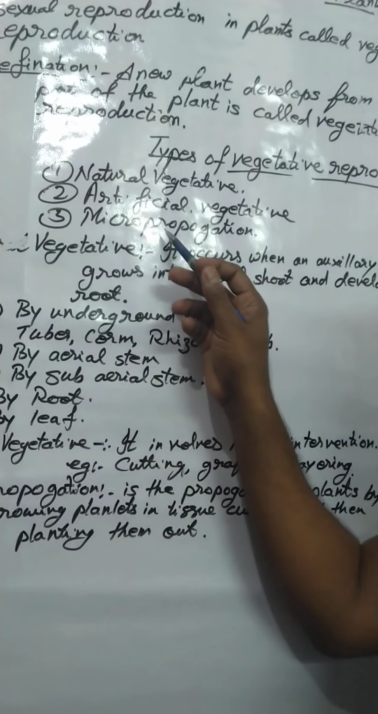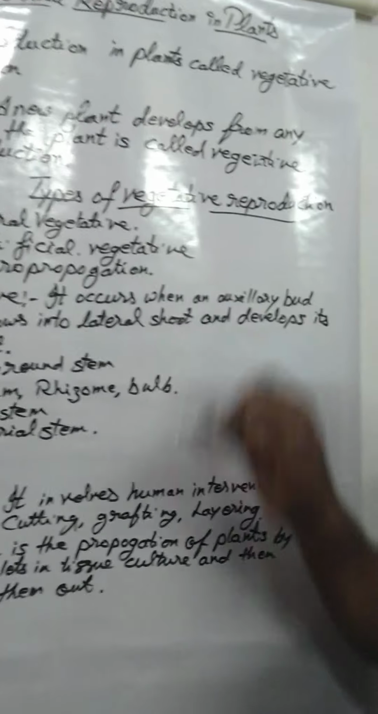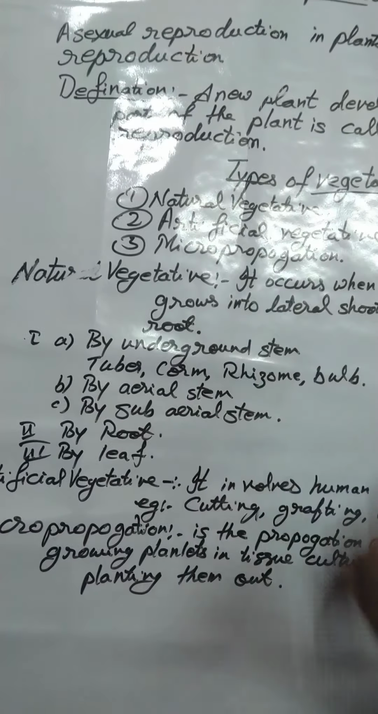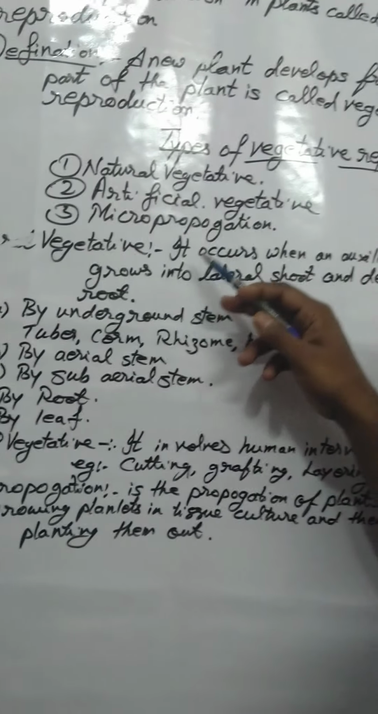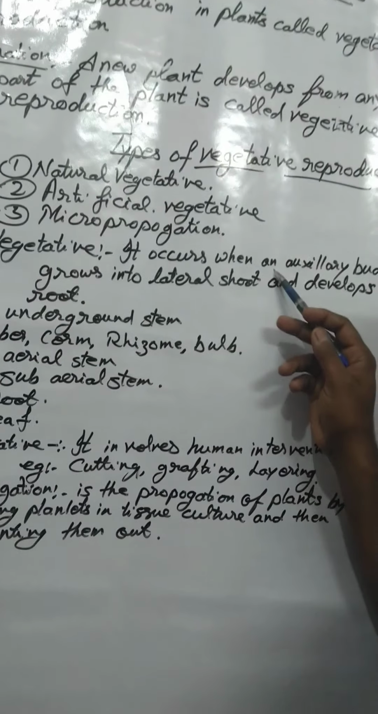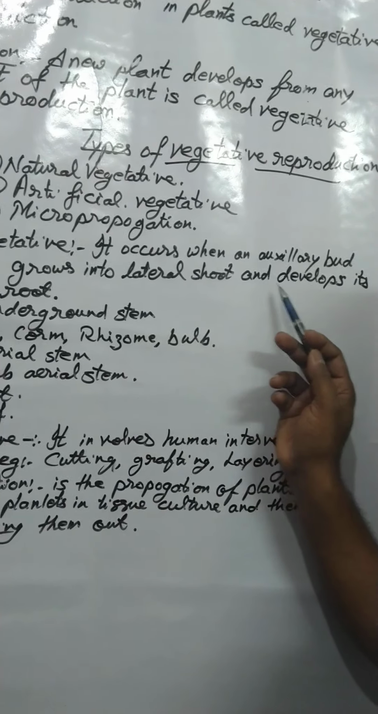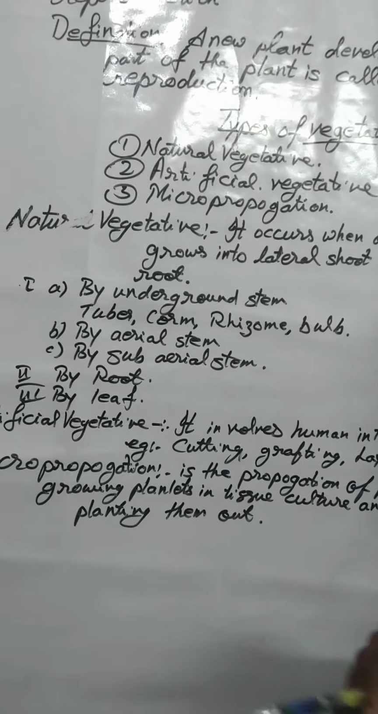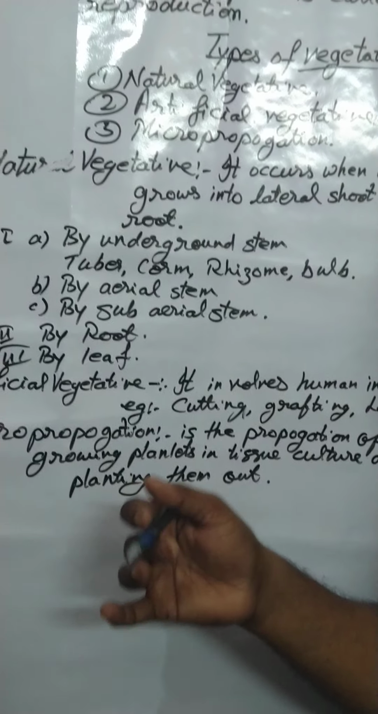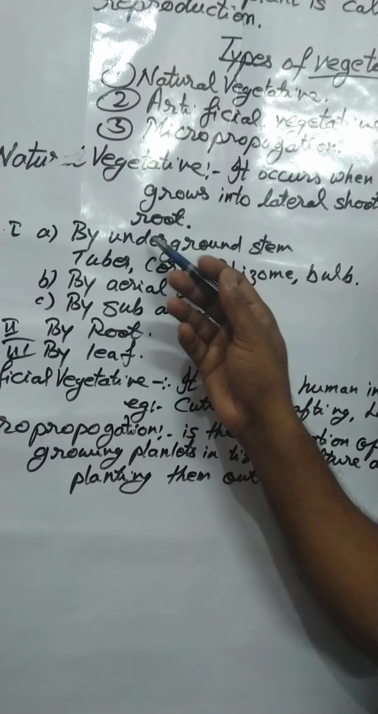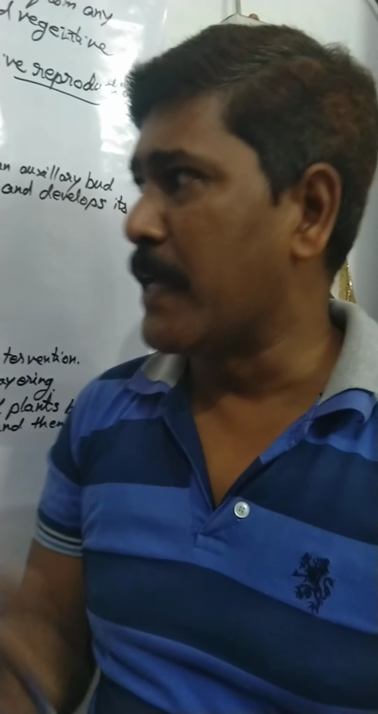Now, the third one is micropropagation. Now, let us discuss these three types of vegetative reproduction in a little detail. So, natural vegetative reproduction can be defined as it occurs when an auxiliary bud grows into a lateral shoot and develops its root. Now, vegetative reproduction takes place in many ways. For example, it can take place by stem, root, and leaves.